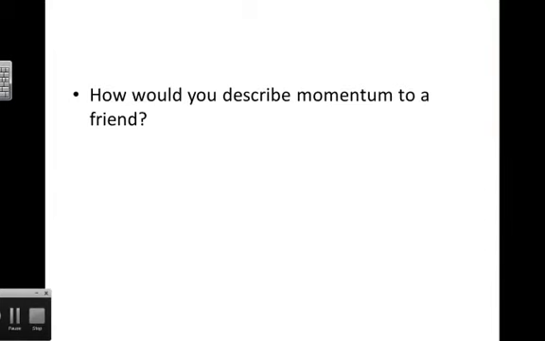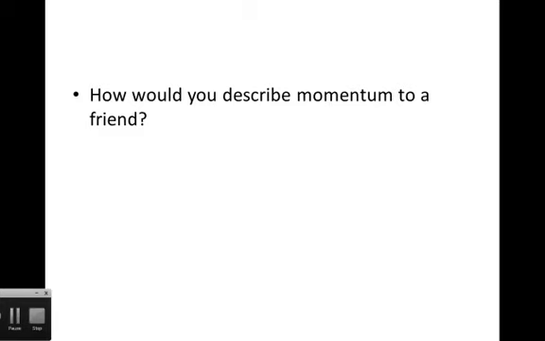Now, we'll be working some problems in class, and I expect you'll be working some problems on your own. So hopefully you'll start to gain a better idea of what momentum is. But what I want you to ask yourself is, how would you describe this to a friend who doesn't have a physics background, doesn't really understand math? How would you explain the concept of momentum to them without using equations?